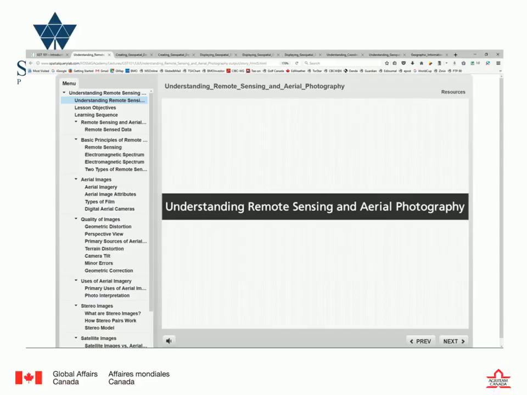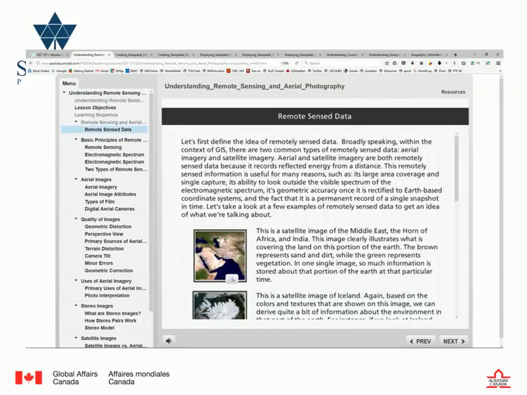What you're going to learn in this module is the basic principles of remote sensing, aerial images, quality of images, uses of aerial imagery, stereo images, and satellite images. The whole idea of remote sensing data, in terms of GIS, really means anything from space.